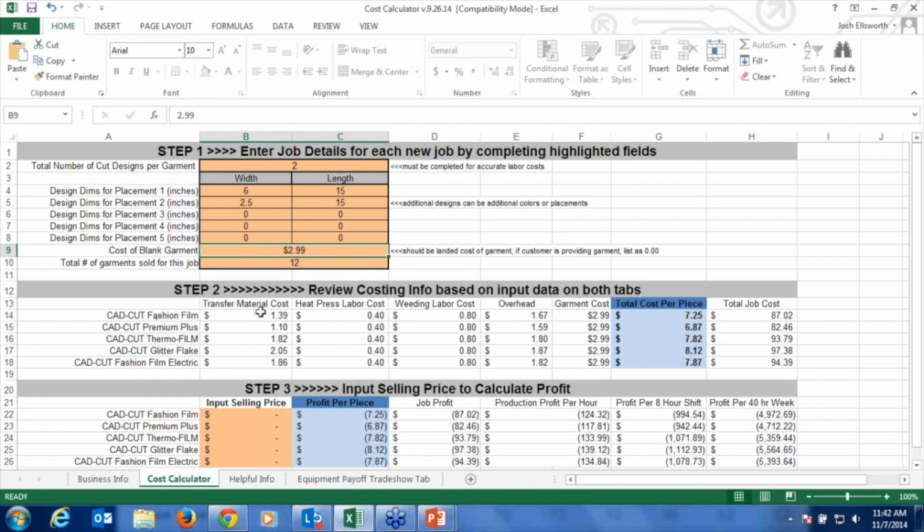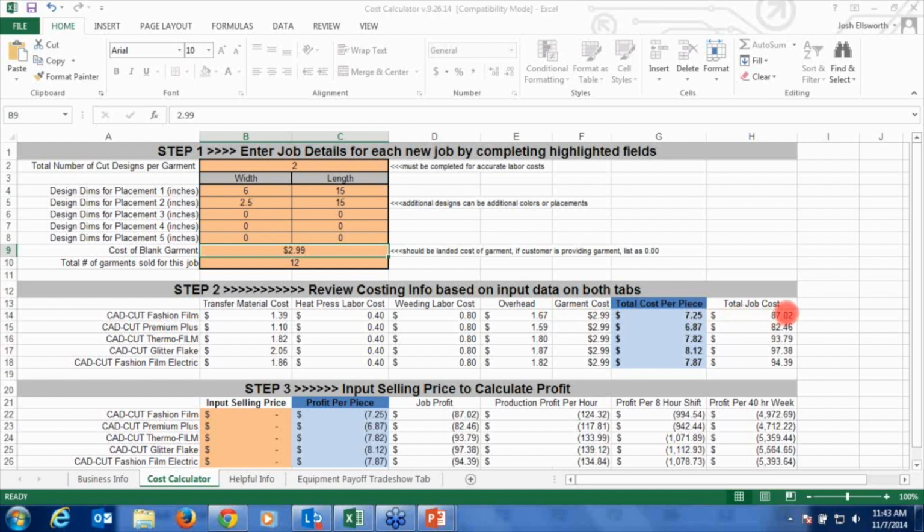So the fashion film material cost for both layers is going to be $1.39. Grab my spotlight tool. $1.39. The heat press labor cost based on my averages and the number of layers is going to be 40 cents. The weeding labor is going to be 80 cents. The overhead is calculated at $1.67 based on our 30% overhead percentage. And then our landed garment cost is just going to travel down here at $2.99. So adding all of those cells together gives me a total cost per piece of $7.25.